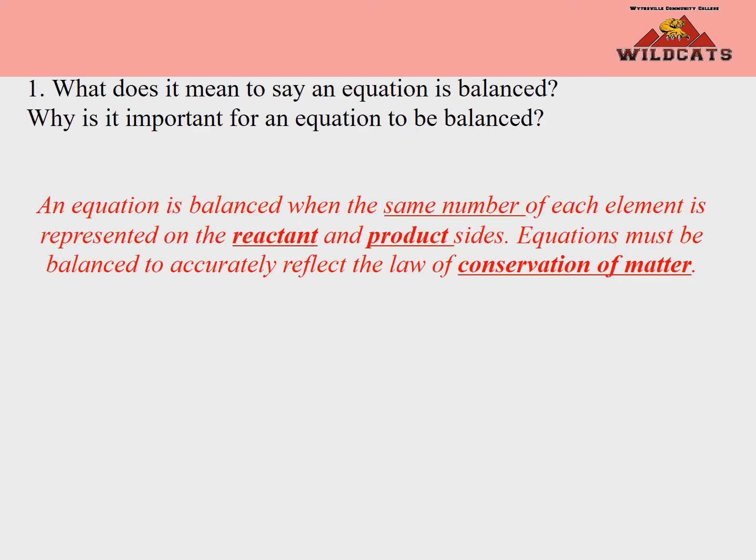So what does it mean to say an equation is balanced? And why is it important for an equation to be balanced? It's balanced when it has the same number of each type of element on both the reactants and the product sides. Okay. Equations must be balanced to accurately reflect the law of conservation of mass, which says that matter is neither created nor destroyed.